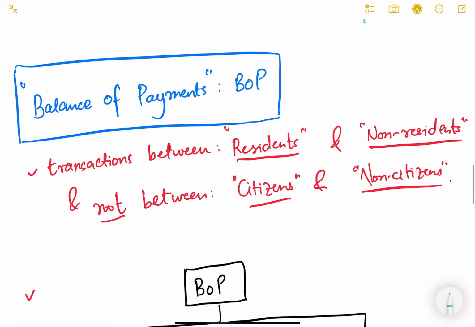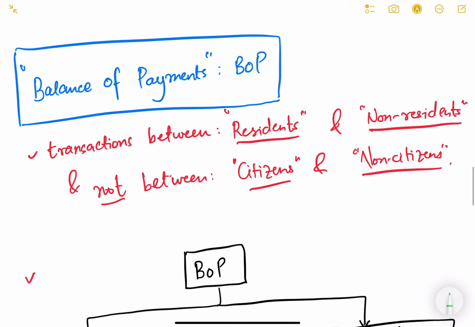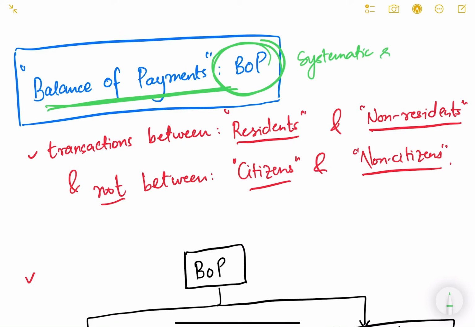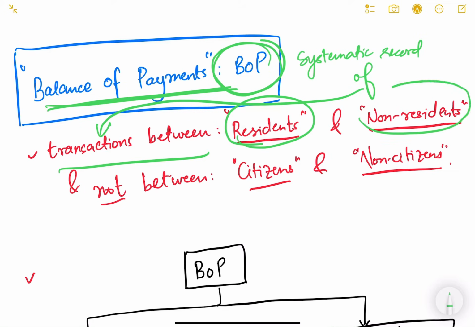Now all these transactions which take place in the international market are recorded in one statement, and that statement is known as the balance of payments. Okay, this is a very, very important topic for our exam. So what is the definition of balance of payments? It is a systematic record. A systematic record of what? Of transactions between the residents and non-residents of the country in a given year.